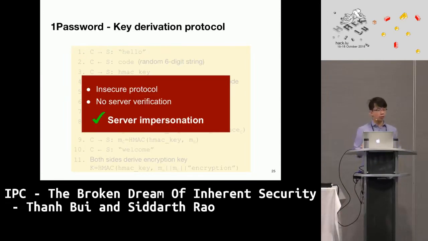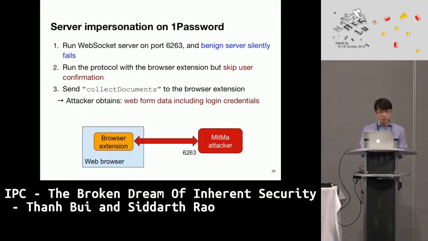So this insecure protocol, together with the fact that there's no server authentication, no server verification, allows the man-in-the-middle attacker to perform server impersonation. Now I will walk us through how to perform server impersonation on 1Password. The attacker just needs to run a WebSocket server on port 6063 before the desktop app does. When the app tries to run the server and sees the port has already been taken, it just fails silently without informing the user. When the attacker's server gets a connection from the browser extension, it does the key derivation protocol as I described before, but skips user confirmations.